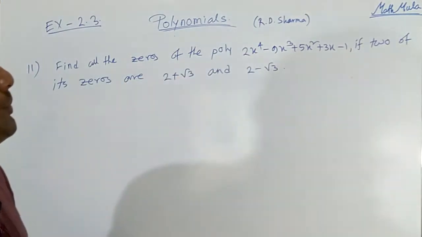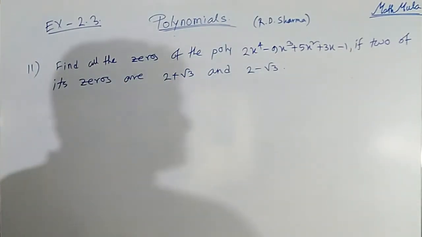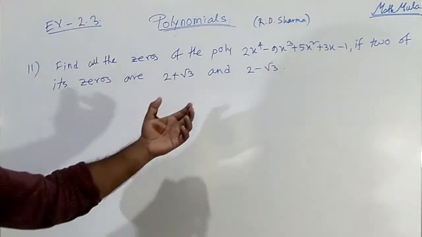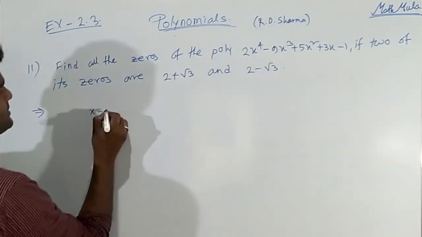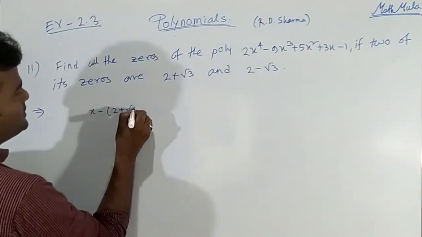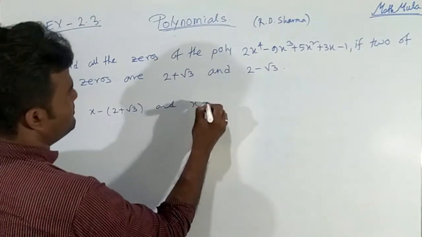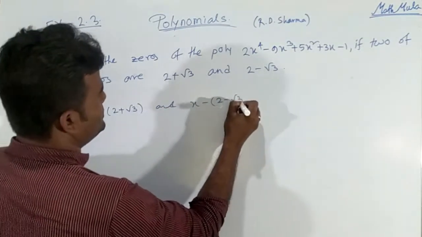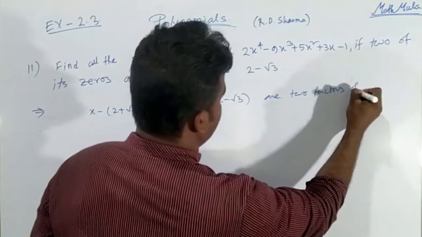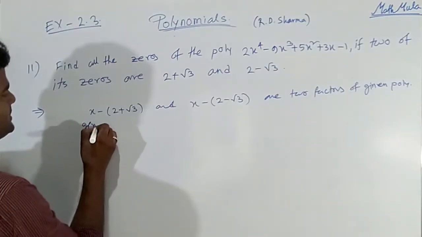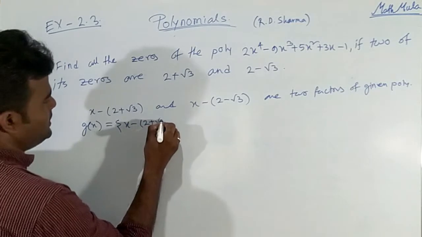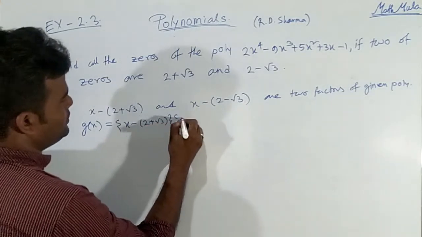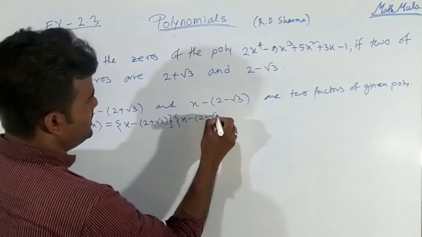The given polynomial is a biquadratic polynomial. That means it has a maximum of 4 zeros. Now the two zeros are given, so you have to find the remaining two zeros. x - (2 + √3) and x - (2 - √3) are two factors of the given polynomial. The divisor g(x) will be (x - 2 + √3)(x - 2 - √3).